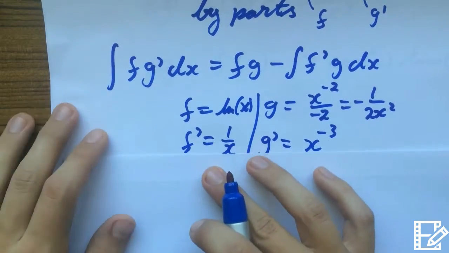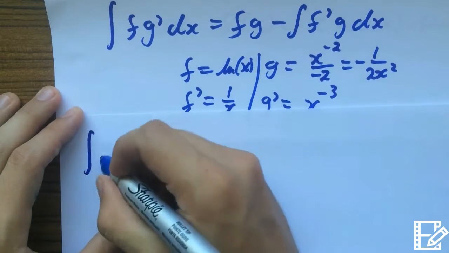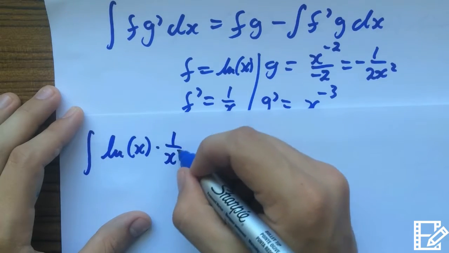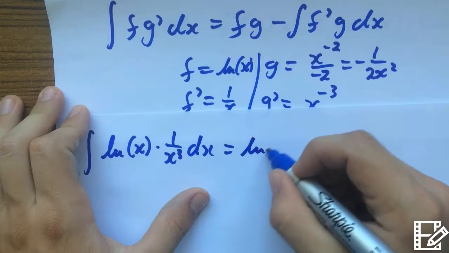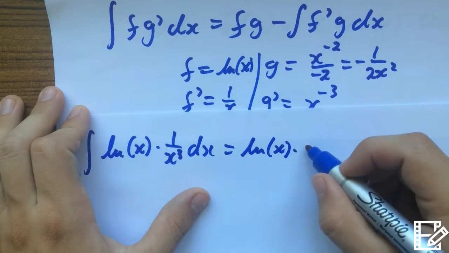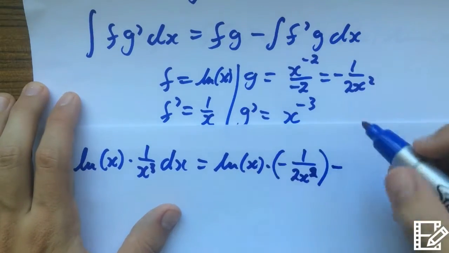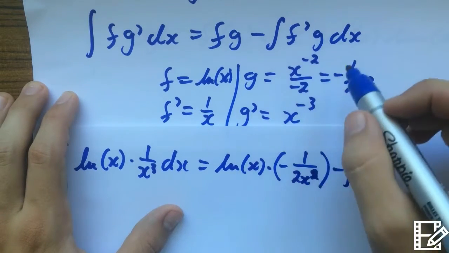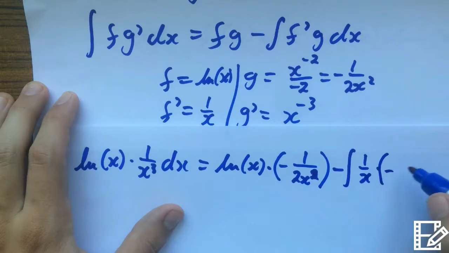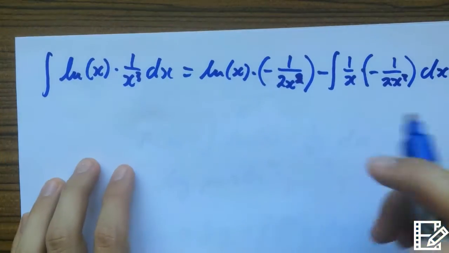So we said that this up here was this, so I'm going to write it as such. We're going to have the integral of ln of x multiplied by 1 on x to the power of 3, which we want to look like this, will equal f, ln of x, multiplied by g, which is negative 1 on 2x squared, minus the integral of the derivative of f, we said that was 1 on x, multiplied by g, we said that g was negative 1 on 2x squared dx. Okay, so now we've filled it in, we've got something to work with, we'll start solving.